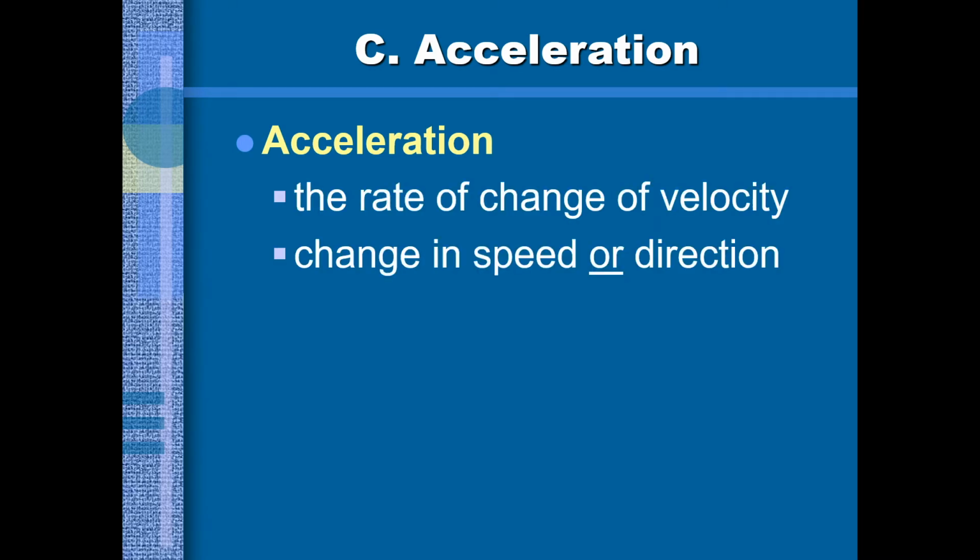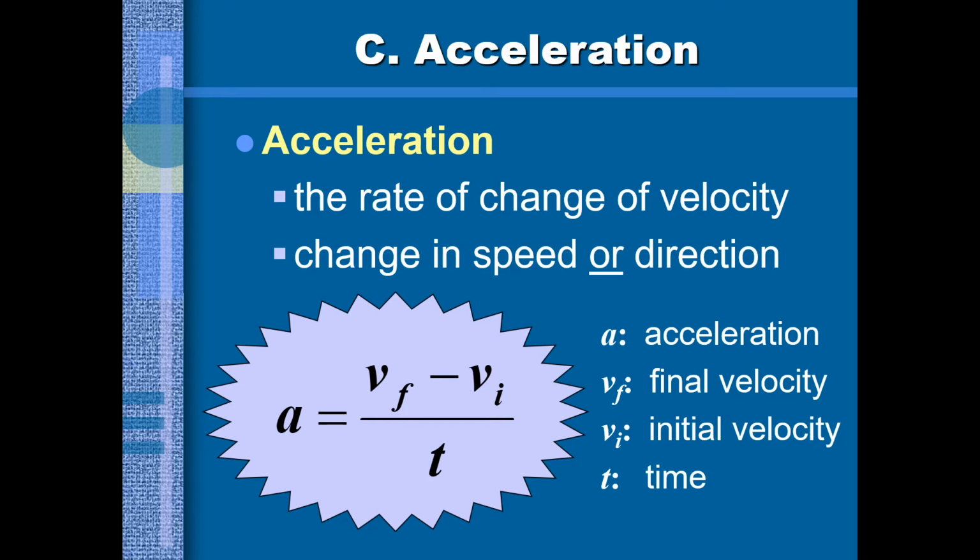Acceleration. Acceleration is the rate of change of velocity. It is the change in either the speed or the direction. We use the formula that acceleration is equal to final velocity minus initial velocity divided by time. You can also make a triangle too to help you do some of the math. So acceleration is equal to the change in velocity, Vf minus Vi, divided by time.